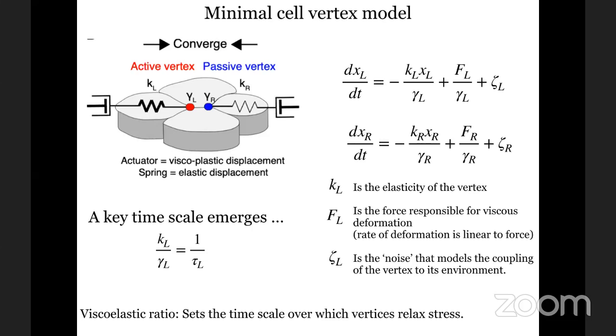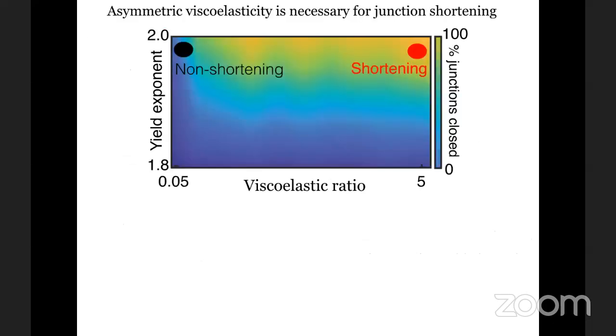So from the model, we see that a key time scale emerges that's given by the ratio of the stiffness of the spring to the friction term. And this is an inverse time scale. This is what I will refer to as the viscoelastic ratio, which sets the time scale over which the vertices will relax stress. Now we explored the parameter space in the model.